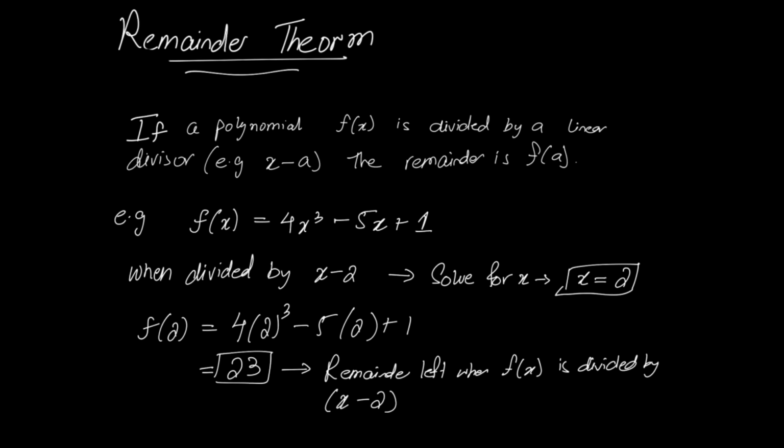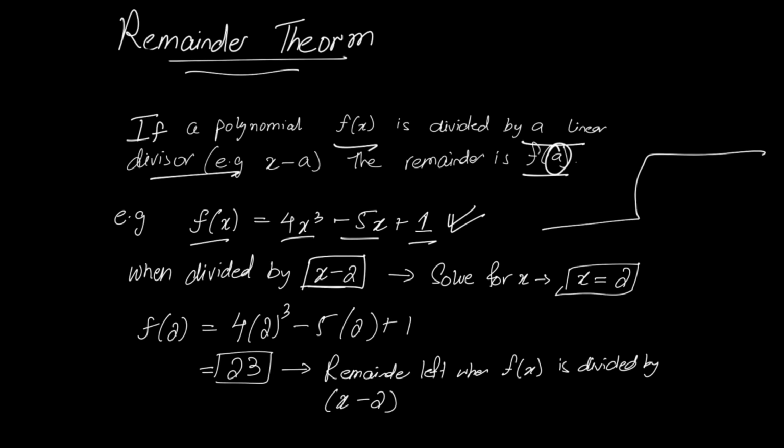Now let's take a look at the remainder theorem. If a polynomial is divisible by a linear divisor, the remainder is equal to what you get when you put that a into the polynomial. For example, in this equation we have f(x) is equal to 4x cubed minus 5x plus 1. The question will say, when it is divided by x minus 2, find the remainder. So you have to find the remainder when you're dividing this by x minus 2.